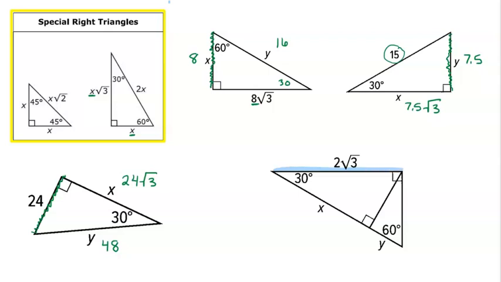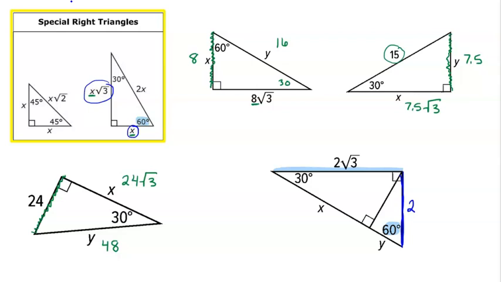I also know that this is across from my 60-degree angle. And so when I'm looking here, I know that this leg here is going to be 2, because I know that this has to be 2, and then my longer leg is that number times this square root of 3. So I can start with this 2 here if that makes me feel a little bit better.